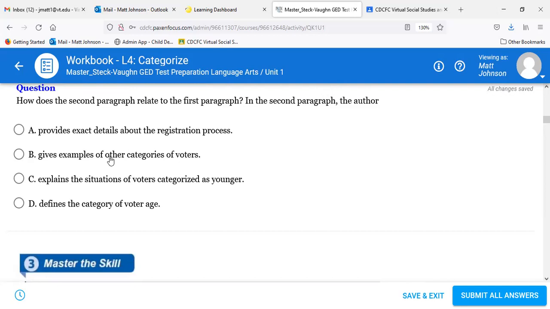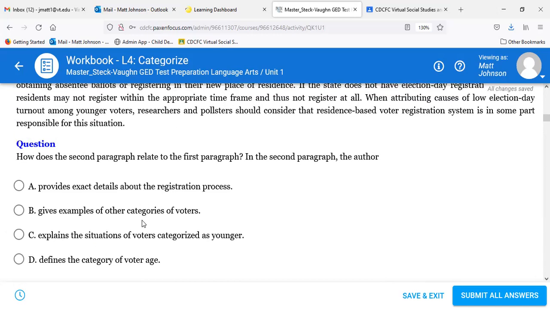So how does the second paragraph relate to the first paragraph? In the second paragraph, the author A provides exact details about the registration process. B gives examples of other categories of voters. C explains the situations of voters categorized as younger. Or D defines the category of voter age. Either C or D. Or B? It's C. So it explains the situations of voters categorized as younger.